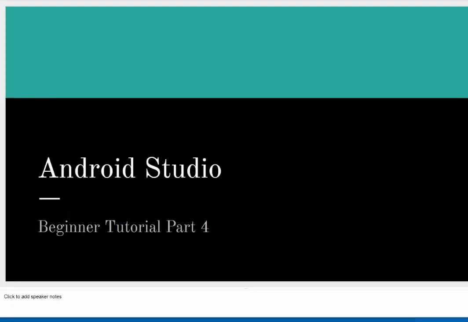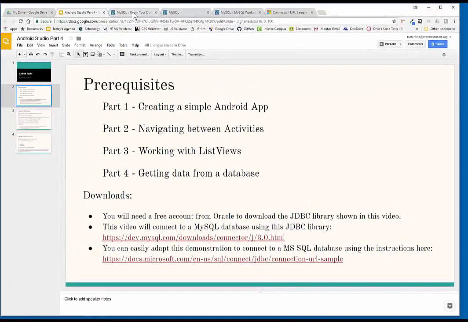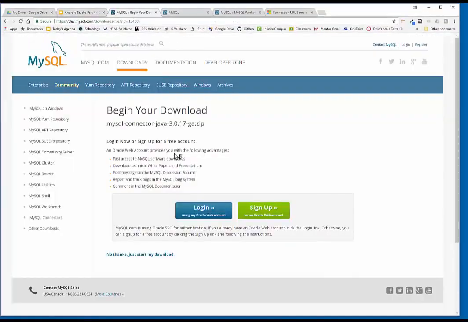To begin part 4 of our video, let's discuss the prerequisites that you're going to need to set up your project correctly. First of all, you're going to need to download the JDBC library, that stands for Java Database Connector, and it can be found right here. So this is the web address we're going to be using in this video. It will take you to a web page that looks like this.